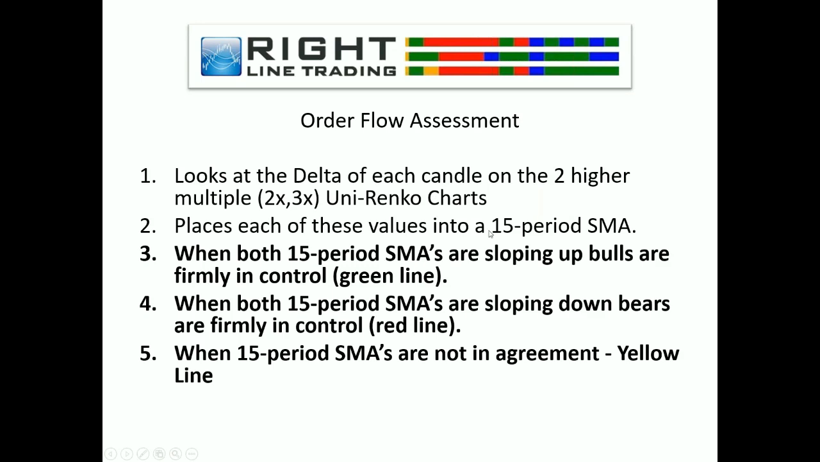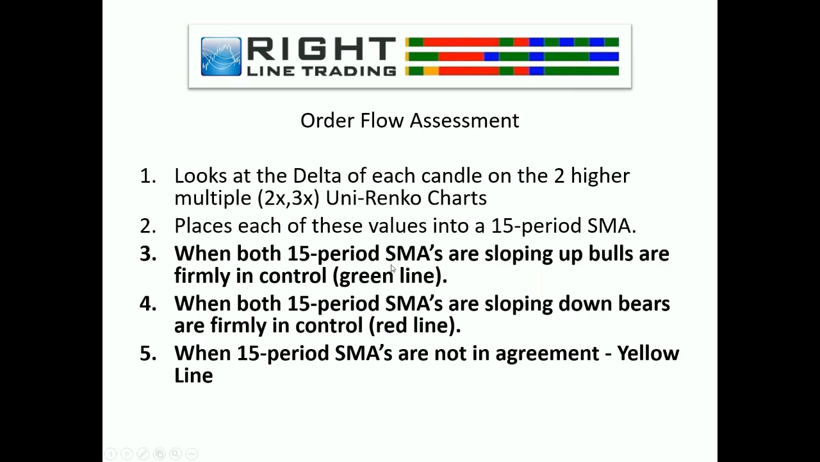And we place these delta values into a 15-period simple moving average. And that moving average smooths out the data, throws out the outliers, and then we look at the slope. And the slope accurately assesses who's in control of the market, the bulls or the bears.